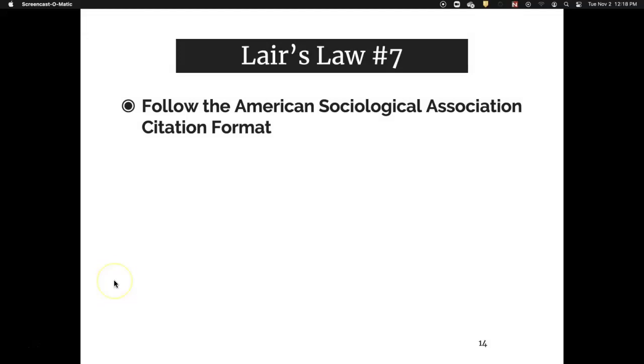All right, the final Layer's Law is that when you are citing materials, you want to use the citation format that comes from the American Sociological Association. They're our main professional body, and they set the citation format that is followed in at least many sociological journals.